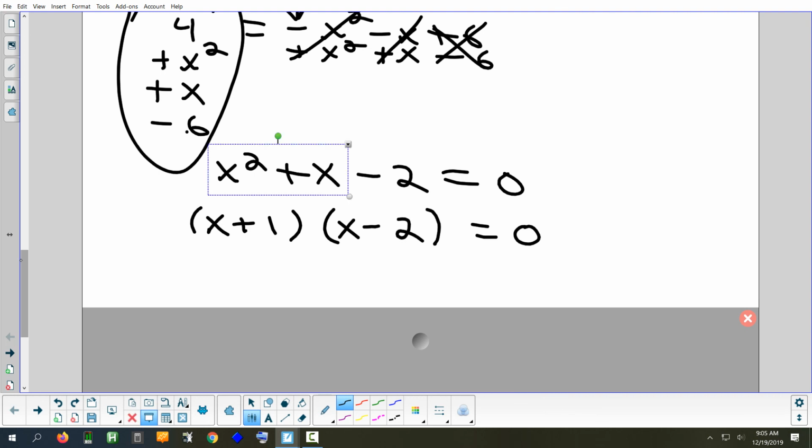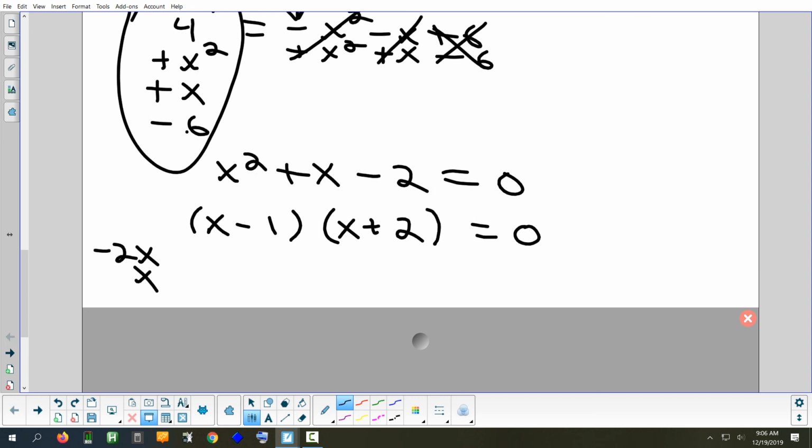X times x is x squared. Okay. X times negative 2. All right. 1 times x, negative 2x plus 1x gave me negative 1x. Is that what I wanted in the middle? No. So because I got the opposite of what I wanted, all I have to do is something simple here. How do I fix that to get what I want? You flip the signs. Plus, minus.